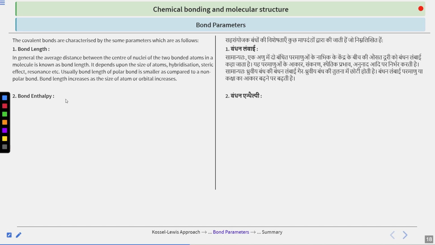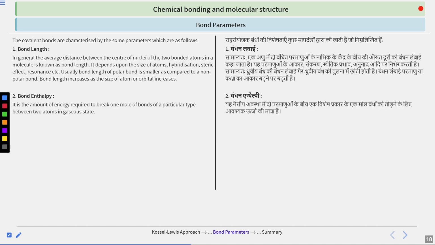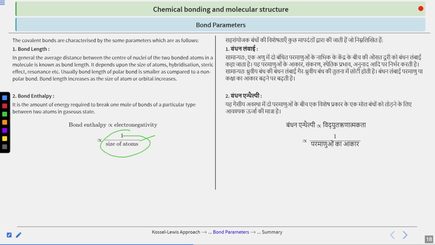Next is bond enthalpy. It is the amount of energy required to break 1 mole of bonds between two gaseous atoms. Bond enthalpy is directly proportional to electronegativity: the more the electronegativity difference, the more the bond enthalpy. It is inversely proportional to the size of the atom, because as the size of the atom increases, bond length increases, and therefore bond enthalpy decreases.